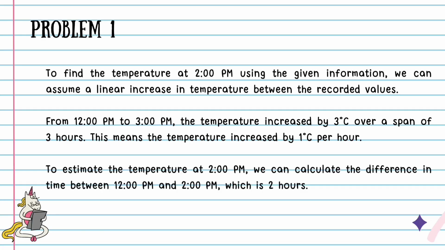To find the temperature at 2 p.m. using the given information, we can assume a linear increase in temperature between the recorded values. So from 12 p.m. to 3 p.m., the temperature increased by 3 over a span of 3 hours. This means the temperature increased by 1 Celsius per hour. To estimate the temperature at 2 p.m., we can calculate the difference in time between 12 p.m. and 2 p.m., which is 2 hours.